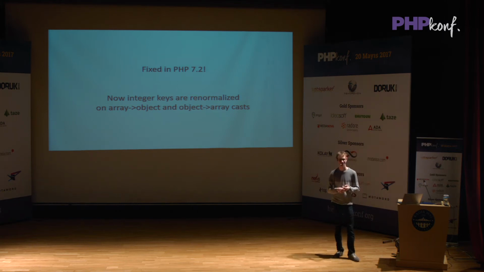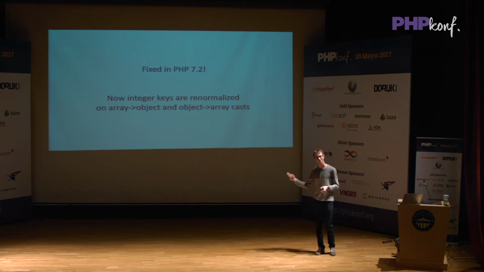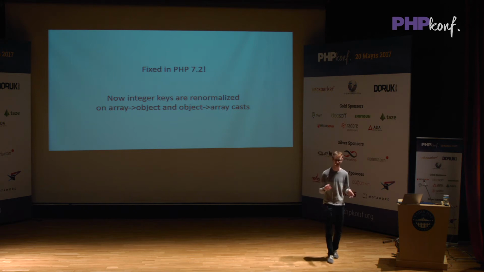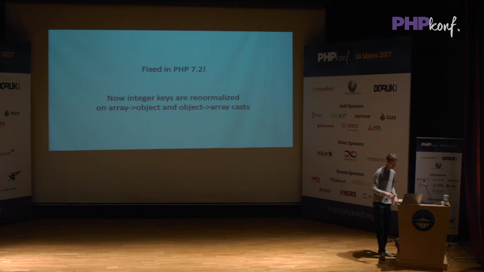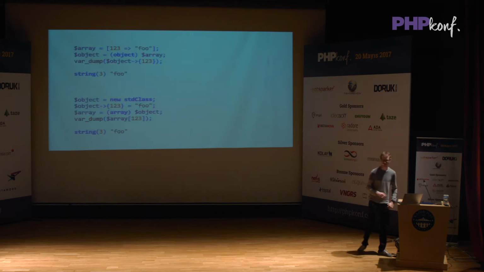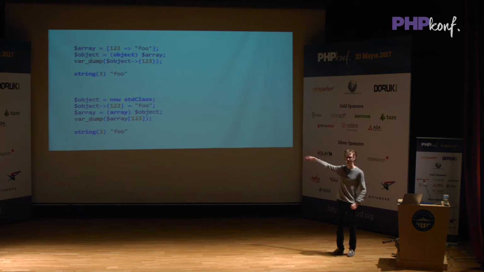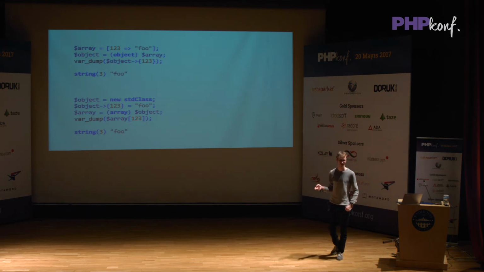So this has been fixed in PHP 7.2. Anytime we do an array to object cast or an object to array cast, we renormalize the keys so they correctly match up. Of course, that also means that those casts have become slower now, but in the end, correctness is usually more important than performance. That's why this was fixed. So the new output looks like this, basically everything working as expected, all the keys can be accessed and so on.